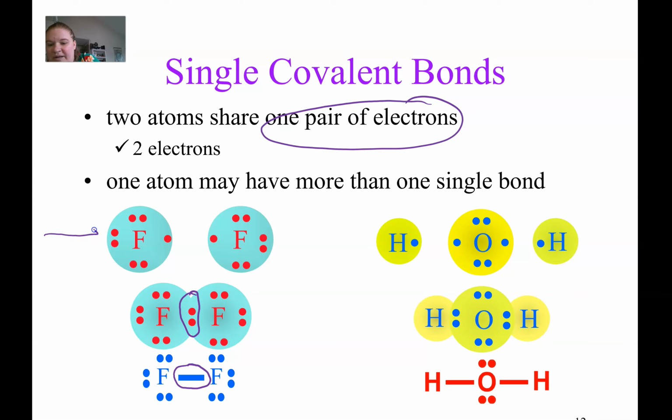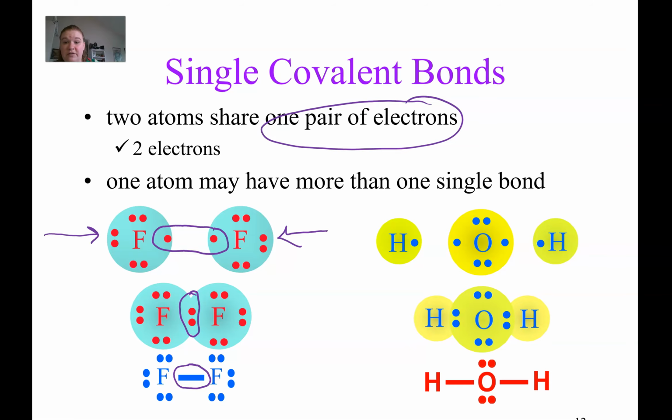And right here are the Lewis structures of the individual atoms. We can see that they each have 7 valence electrons. So if they each share those 2 electrons right there, they will end up with having 8, or that octet each. So that's why they're forming that covalent bond. That's why they're sharing those electrons, so that they can each have a full octet.